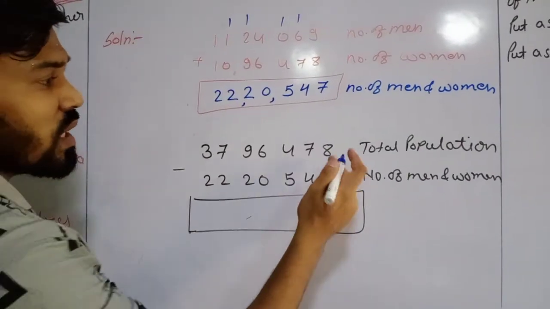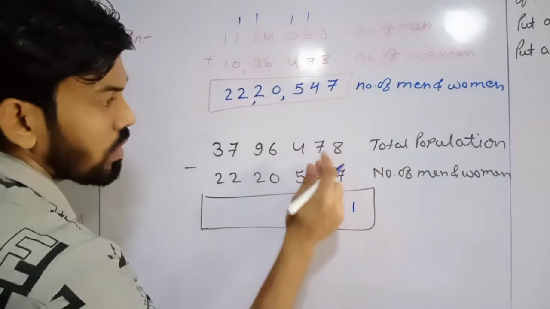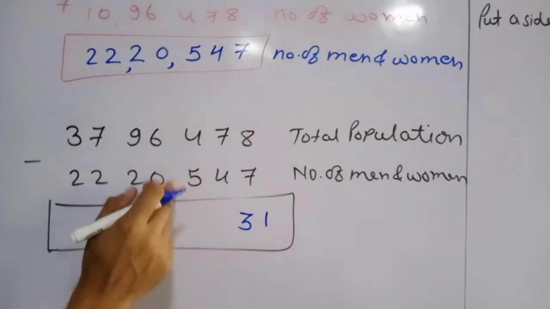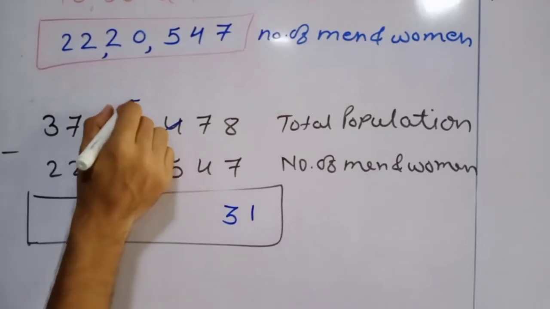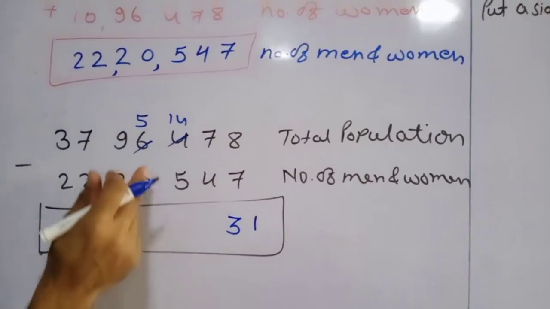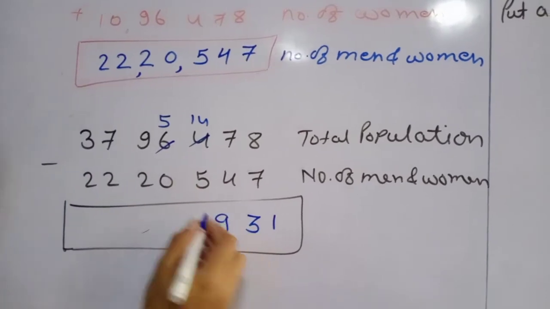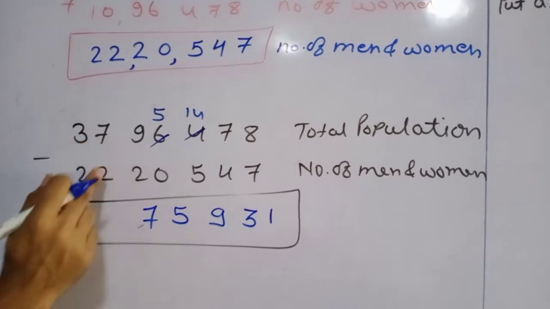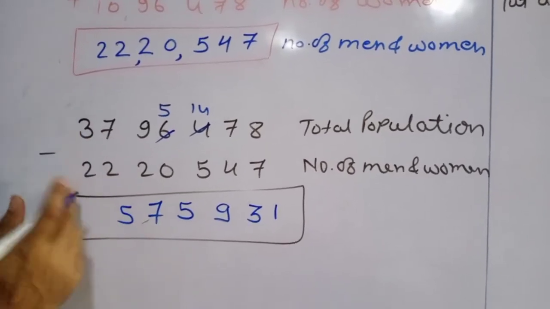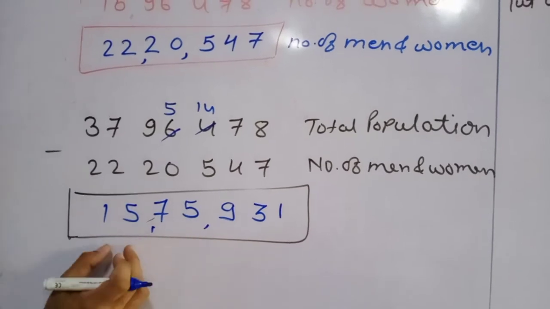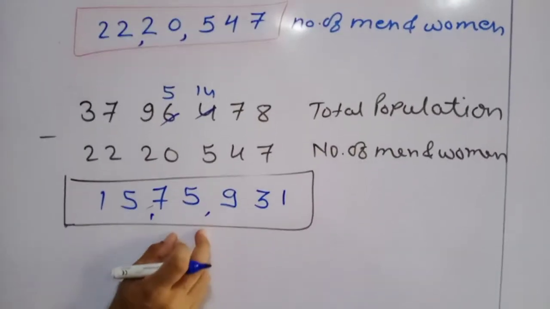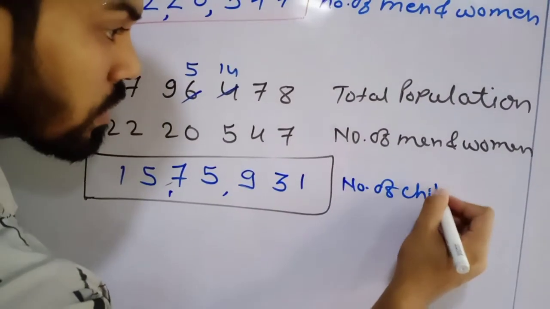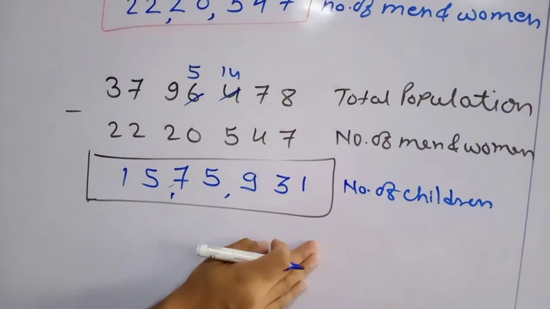See, 8 minus 7, 1. 7 minus 4, 3. 4 minus 5, can we do the subtraction? No. We have to borrow 1 from the next number. It will become 5 and 4 become 14. 14 minus 5, 9. 5 minus 0, 5. 9 minus 2, 7. 7 minus 2, 5. 3 minus 2, 1. So this way we can find 15,75,931. That is the number of children. So this way we can find the number of children.